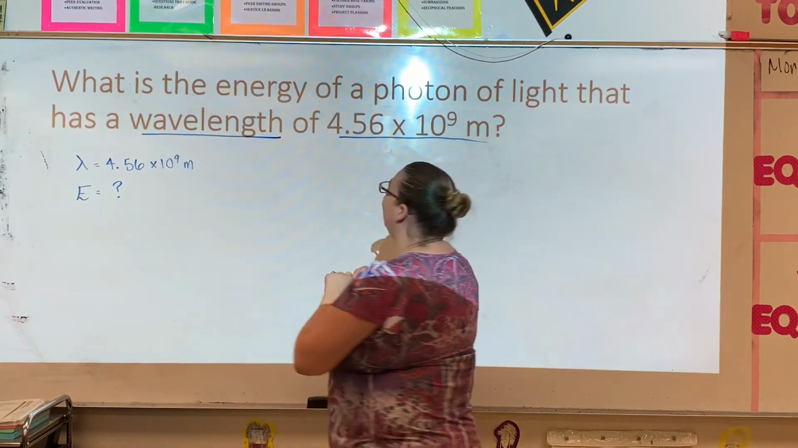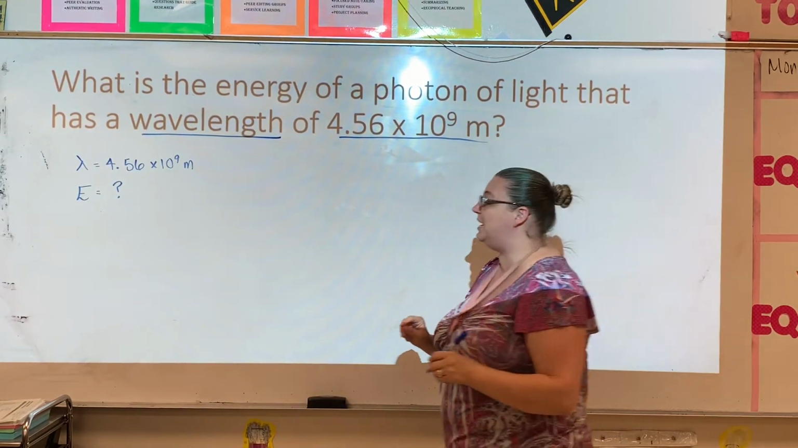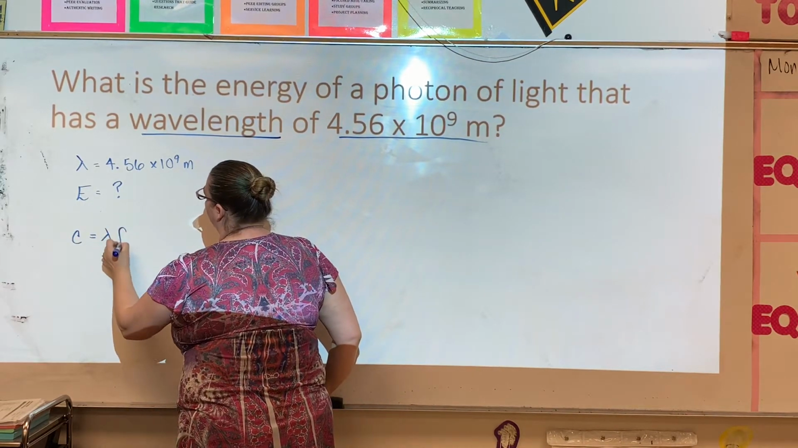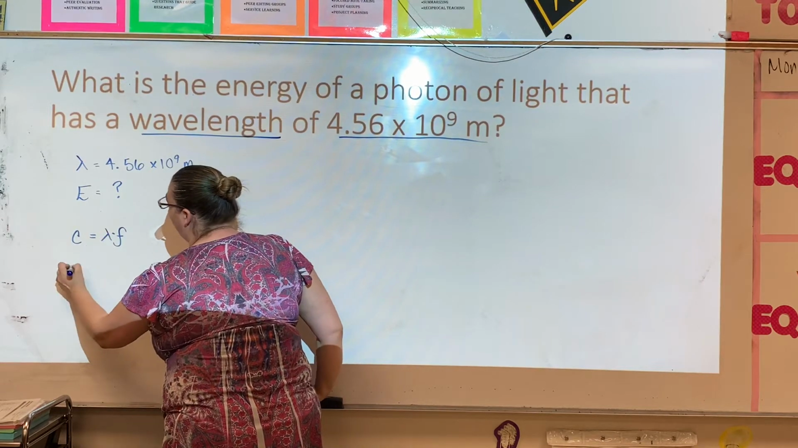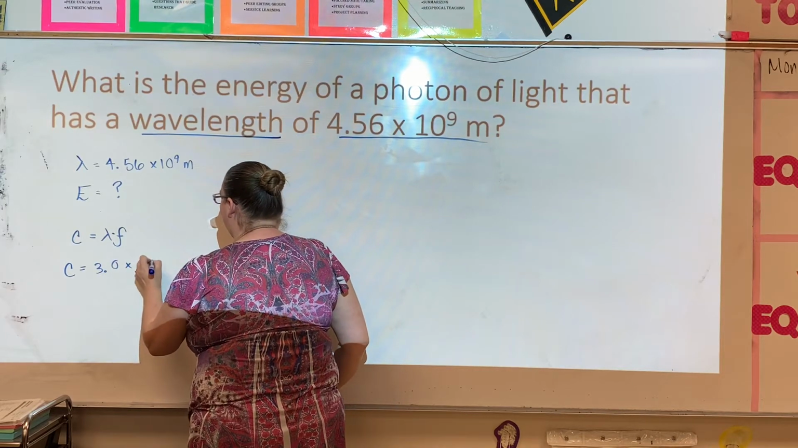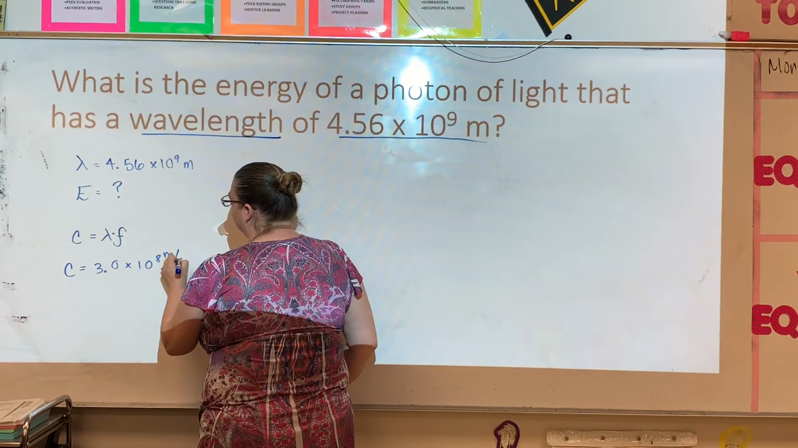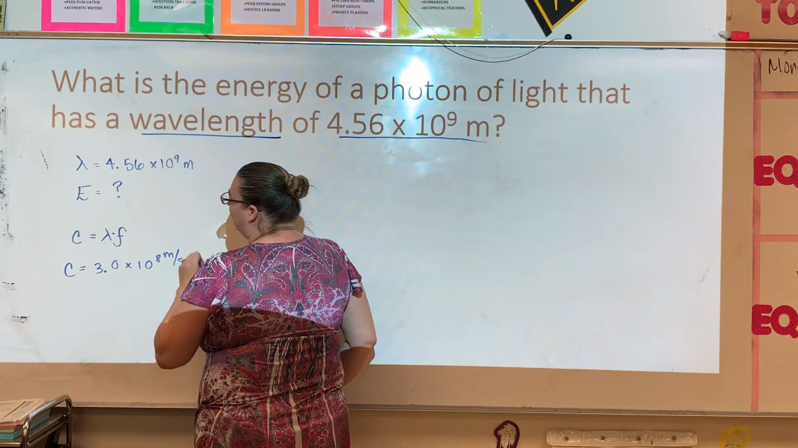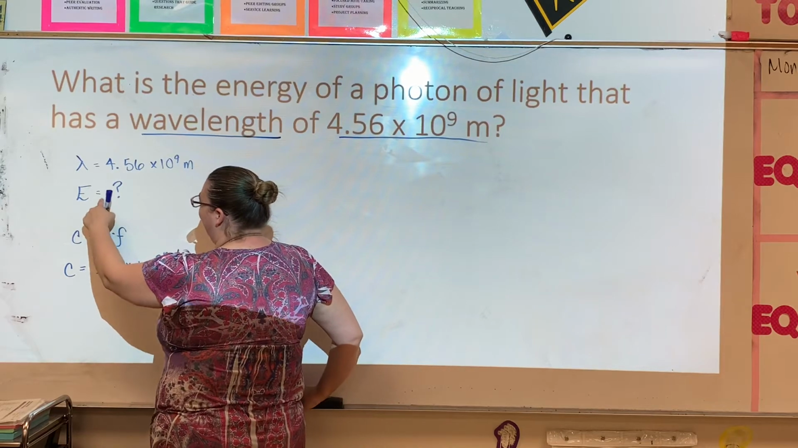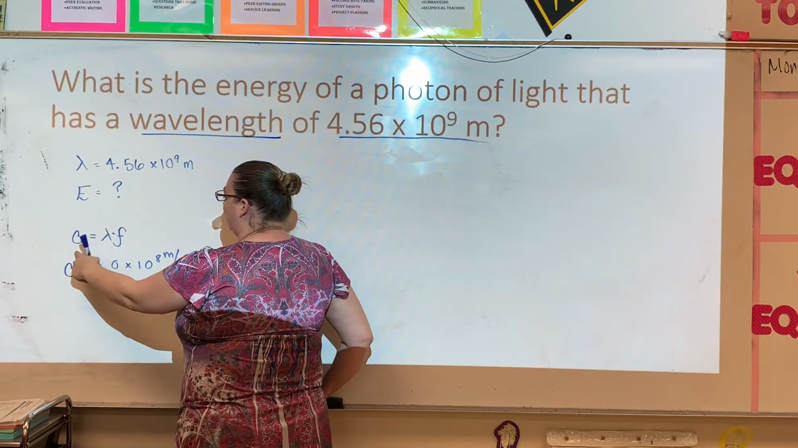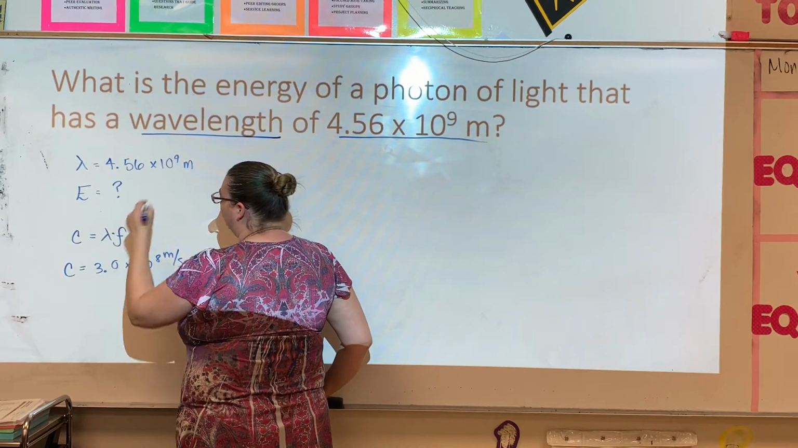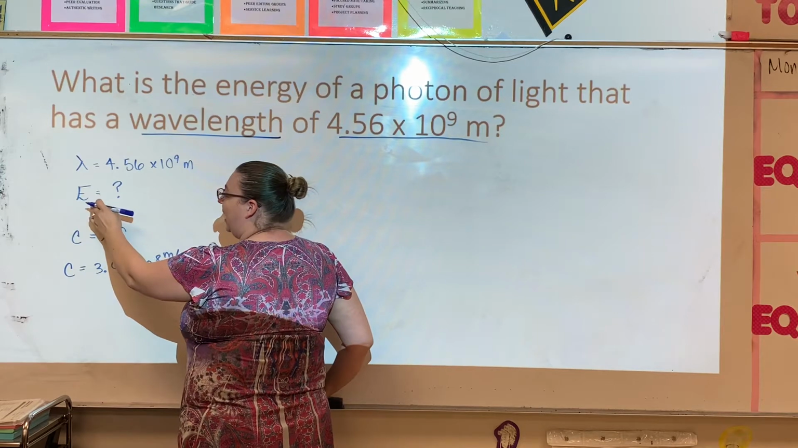All right, now this is slightly problematic because if we look at our two equations, we have the speed of light is equal to the wavelength times the frequency. And I do know that the speed of light is 3.0 times 10 to the 8th meters per second. But in order for me to solve this, I'm trying to get to energy, and there's no energy in this equation. So I could certainly put my wavelength and my speed of light in here, and that could get me the frequency, but they're not asking for frequency, they're asking for energy.